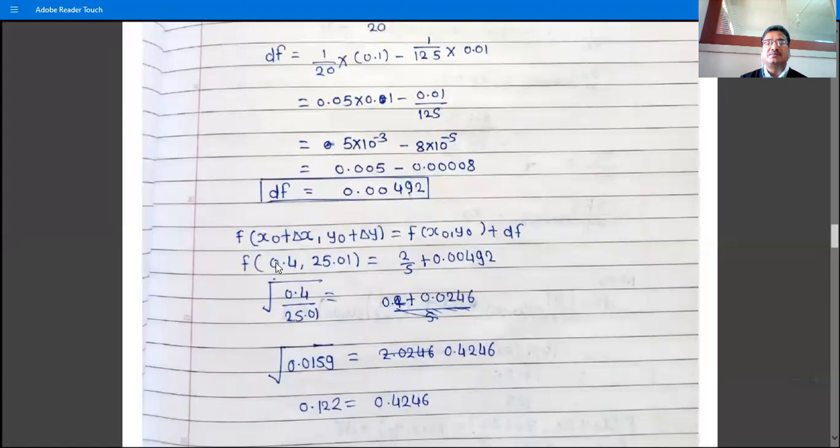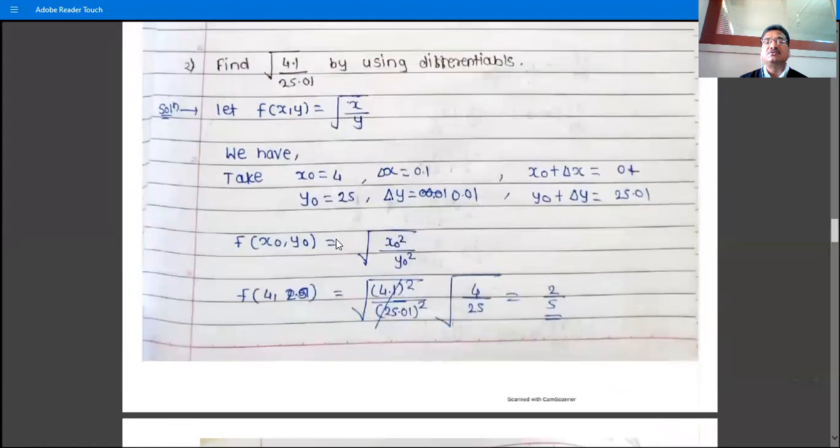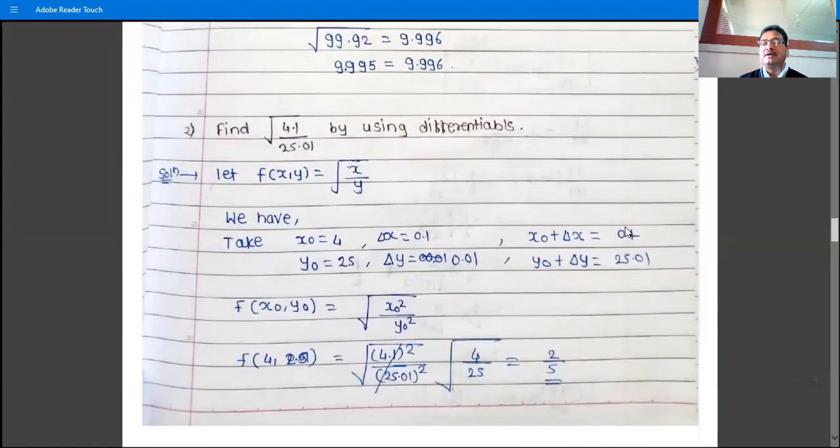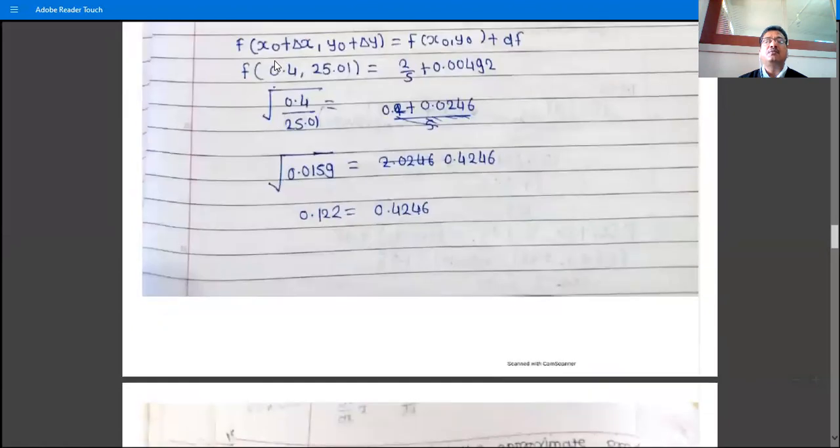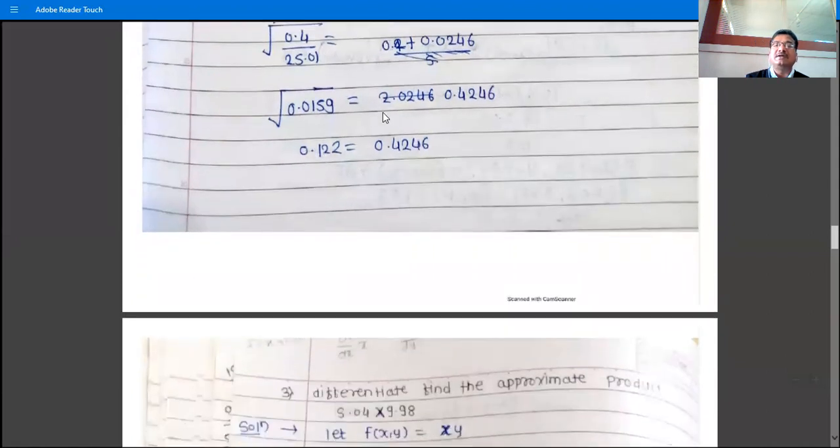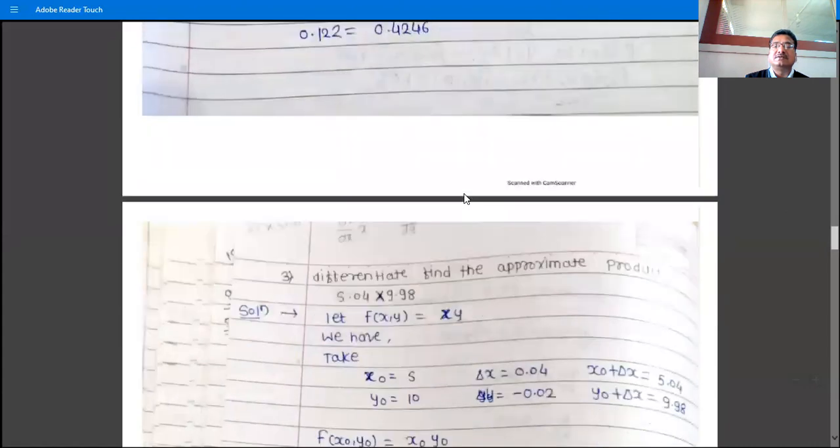x naught plus delta x is what? 4.1, right here, 4.1. Here write 4.1, comma, y naught plus delta y is 25.01, and this f of x naught, y naught is 2 by 5, df is this, and therefore we have this answer. Their addition is this 0.42. And f of x y is root x by y, so it is root 4.1 divided by 25.01. Don't do this calculation, just write this answer, 0.4246. I think this is the wrong answer. Correct the answer.